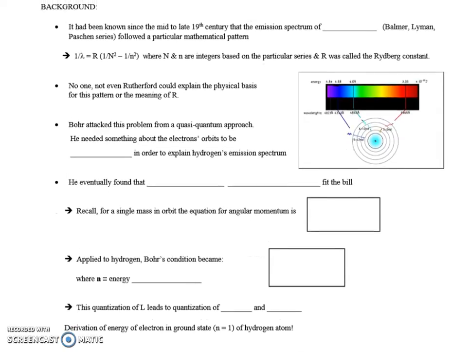Okay, so background. It had been known since the mid to late 19th century, so we're talking 20, 30 years, that the emission spectrum of hydrogen, especially hydrogen, followed a particular mathematical pattern. Different people, Balmer, Lyman, Paschen, had discovered different series of emission spectra, colors, and they found that they follow the following formula. If you take the inverse of the wavelength, it's equal to some constant times 1 over n squared minus 1 over small n squared, where both n's are integers based on a particular series.